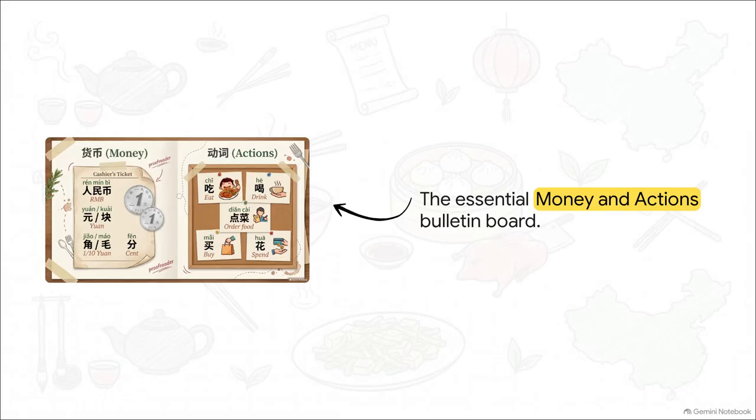This bulletin board perfectly breaks down the 2 halves of a real-world transaction. On the left side, we have our currency vocabulary. We learn that yuan or kuai is the main unit, kind of like a dollar, while jiao or mao is a tenth of that, like a dime. On the right, we've got our core action verbs, because to make a transaction happen in a sentence, you need to know dian cai, which means to order food, and hua, which means to spend money. You see, you can't just know the food vocabulary, you have to know the verbs of commerce to actually buy the food.